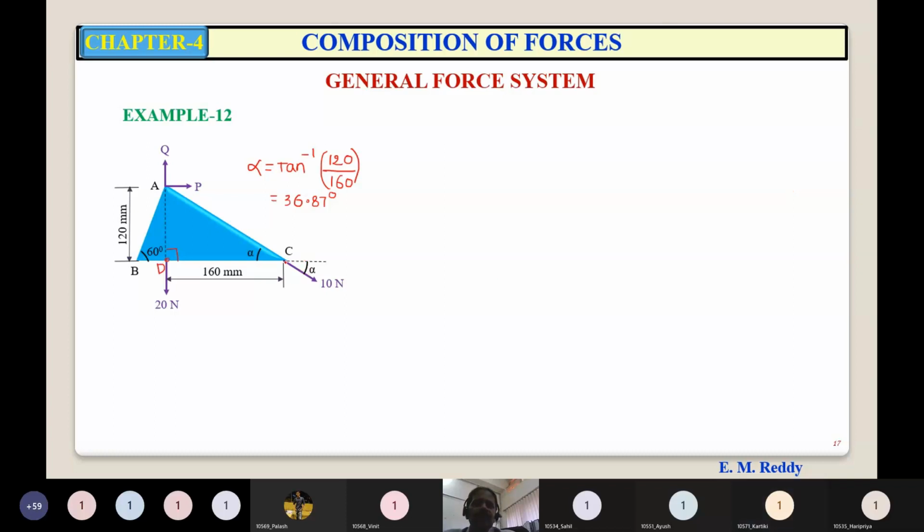So the x component of this 10 is 10 cos 36.87. Y component downwards is 10 sin 36.87. So the first condition is the algebraic sum of the moments of the forces about point C is minus 2000. It is given.